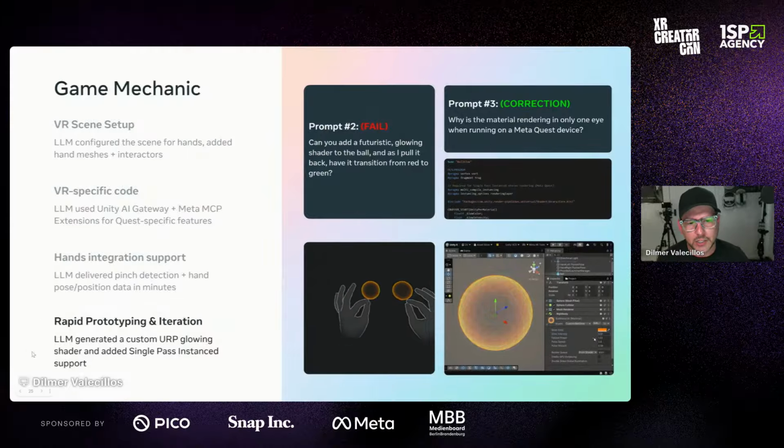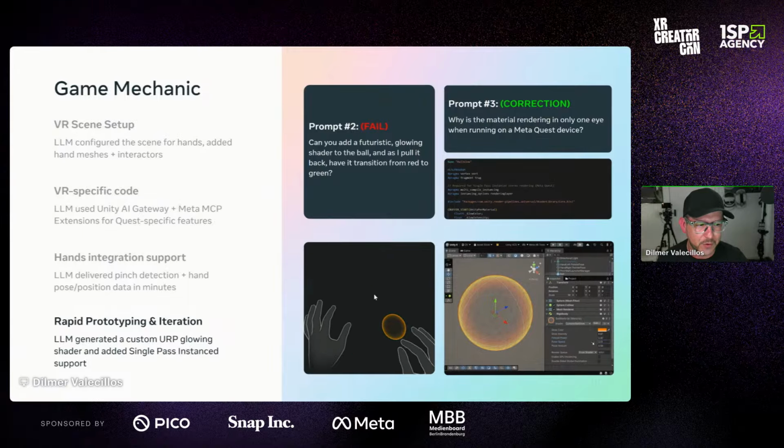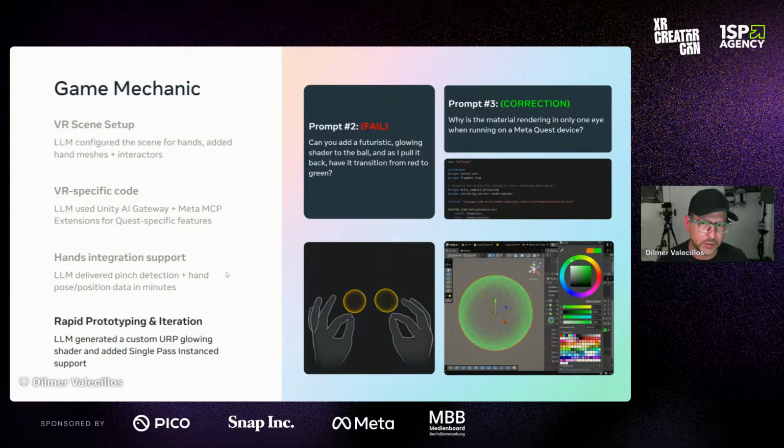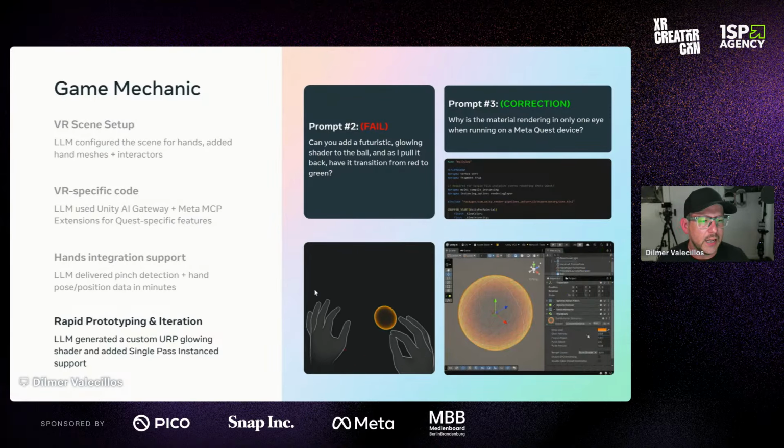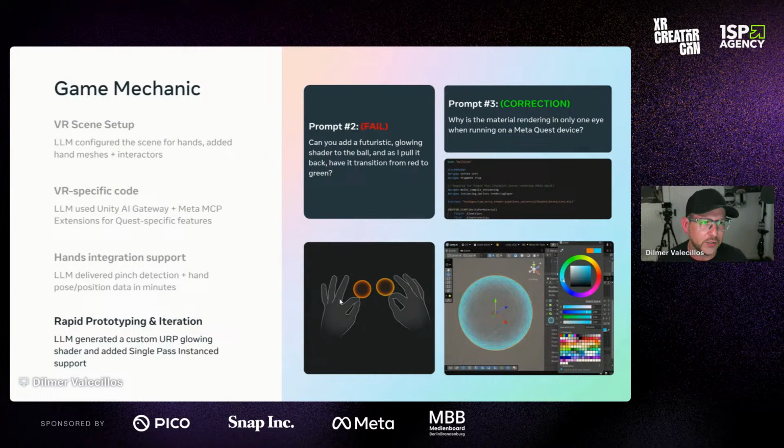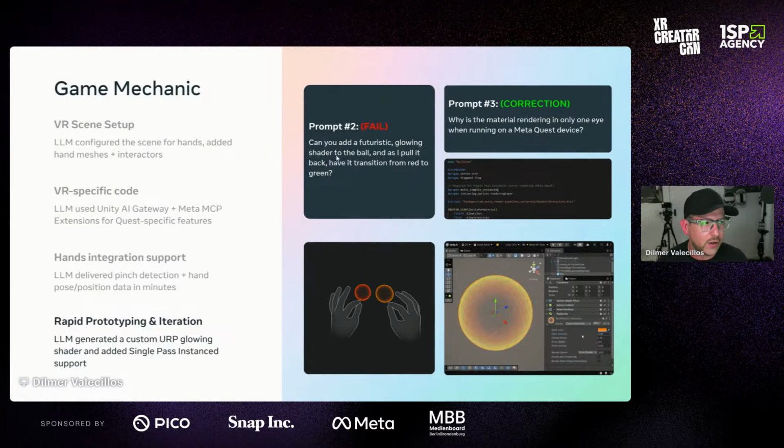So like I showed you on the previous slide, we didn't have all these cool looking shaders on it. So I wanted to add more features to what I created on the previous slide. And the reason for that is because I went to watch a Tron movie, and I really got inspired from the look and feel of that movie. And that's why I decided to do shaders like this. So I said, can you add a futuristic glowing shader to the ball? And as I pull it back, have a transition from one color to another.